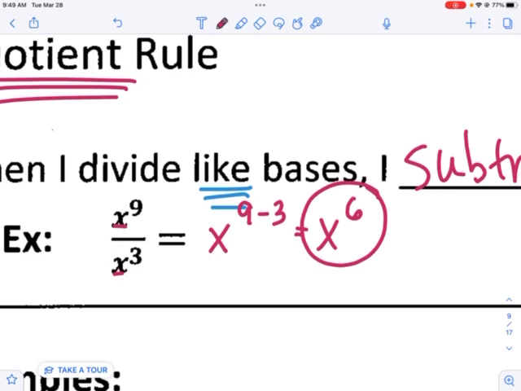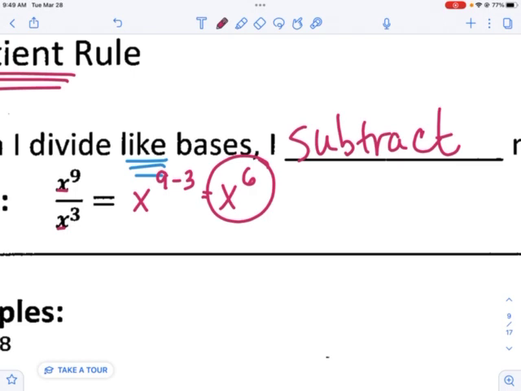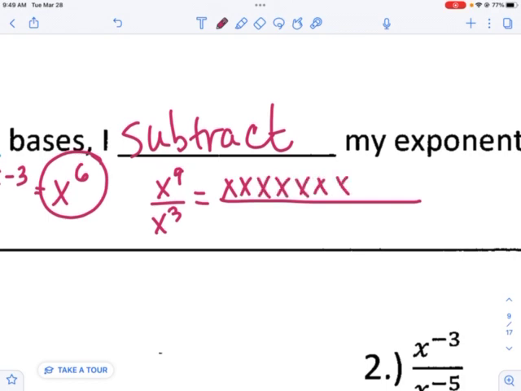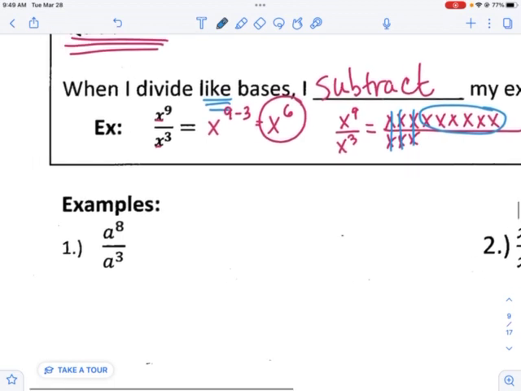That's my final answer. If I were to use repeated multiplication or expanded form, I can expand x to the 9th divided by x to the 3rd. I can double check my answer if I have one of those moments during a test where I totally go blank, but I know what exponents mean. Let's see, 1, 2, 3, 4, 5, 6, 7, 8, 9, 3 on the denominator, and then I can cancel, cancel, cancel, and I am left with x to the 6th. So I've just proven my quotient rule. Let's go ahead and look at some examples.